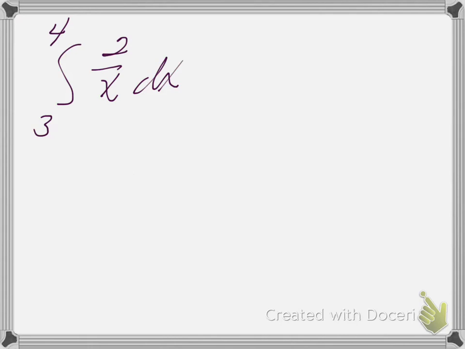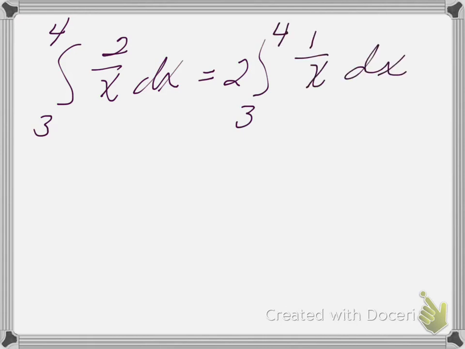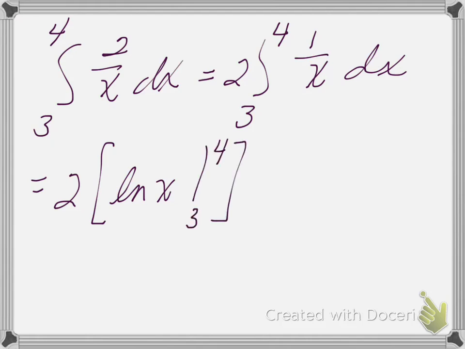But what we could do to make our life a little easier is pull out the 2, because 2 is just a constant, so we're allowed to pull that out. We had a rule about that. And now we should know that the antiderivative of 1 over x is just ln x. I can easily check that because the derivative of ln x is 1 over x, as it goes from 3 to 4.